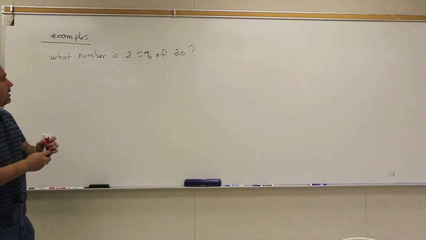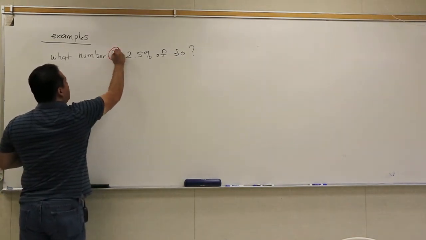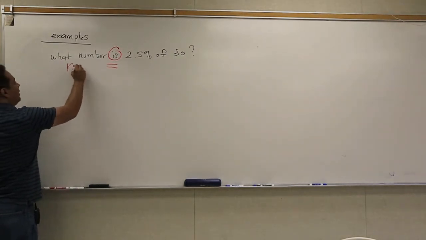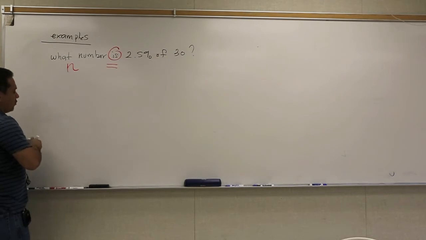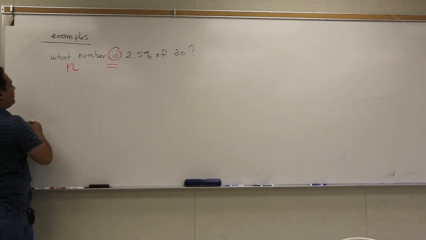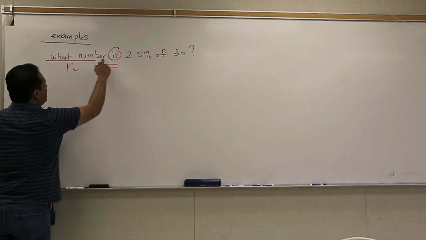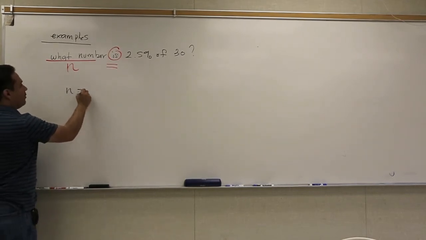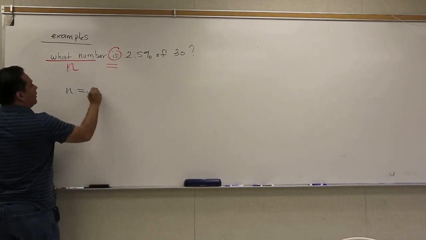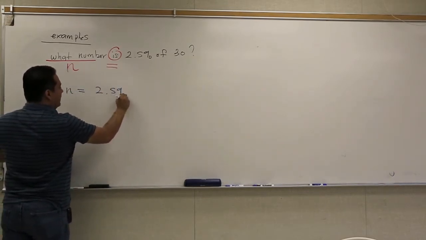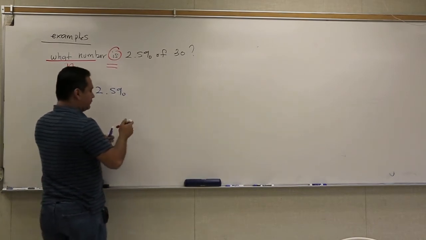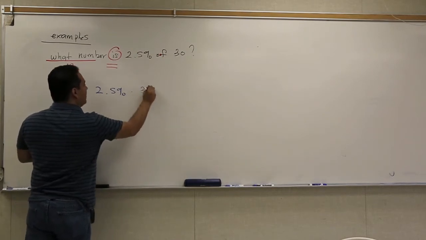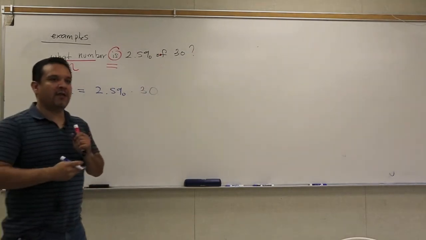So if we translate this, what's the key word here? Is. That's equal. What number, what do you replace that with? N. So far I have replaced what number with n. Is equals. You have n equals 2.5%. What does of mean? Multiplication, with what number? With 30. This is the easiest one. So I left the easiest version out.